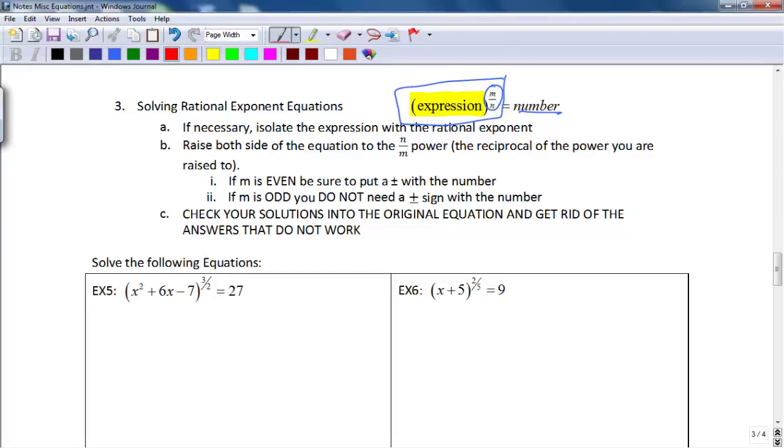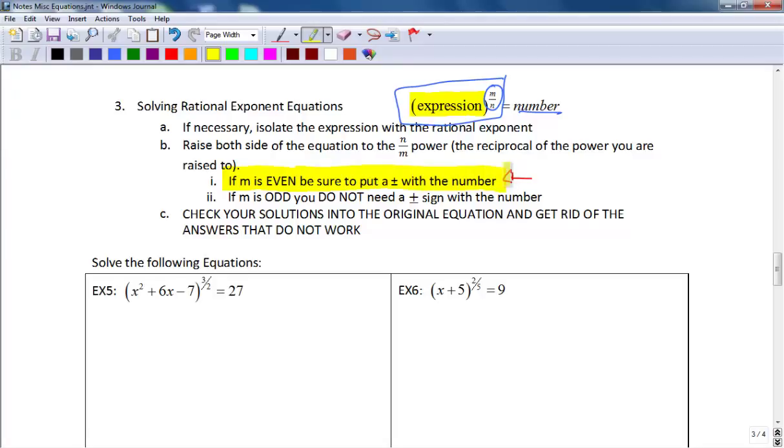There are two things that can happen here. If that original numerator is even, you're going to have to write a plus or a minus with the number after you raise both sides to the reciprocal power. If it's not, you don't need to write a plus or minus. So the only time the plus or minus has to be there is if your original m, or the original numerator, is even. And we'll talk about why that is within the example.